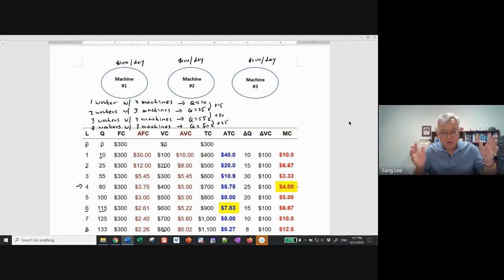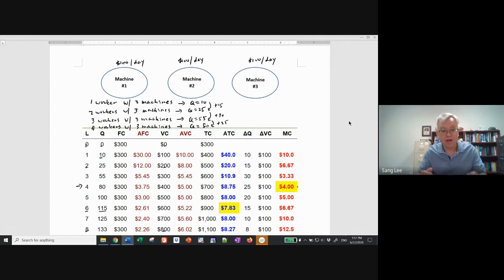So with the 3 machines, when there are 4 workers, even if 3 workers are taking a break, the number 4 worker can use a machine, so output will increase. But one of the 4 workers will have to wait for his or her turn because there are only 3 machines. Now, it gets worse and worse if you hire more than 4 workers.